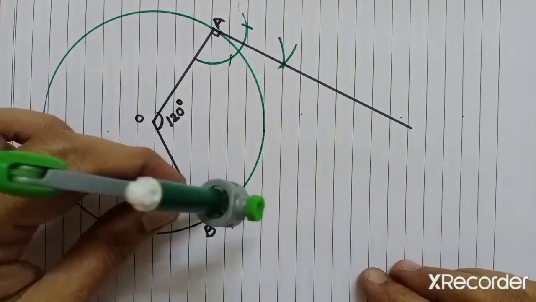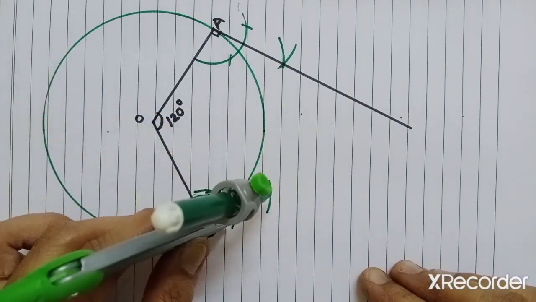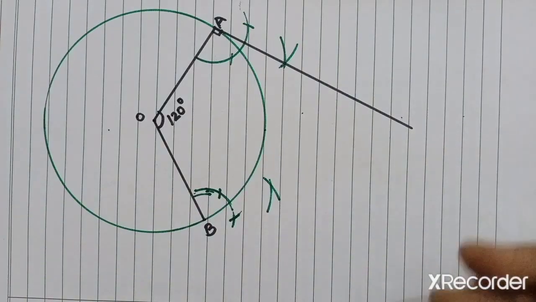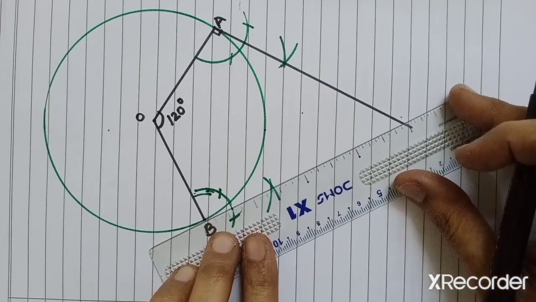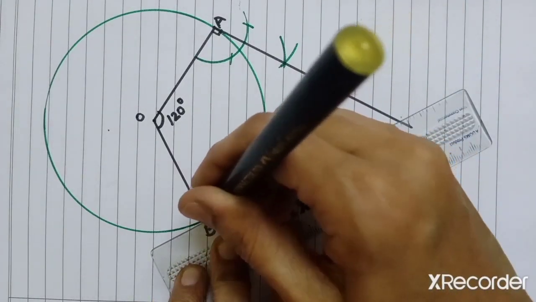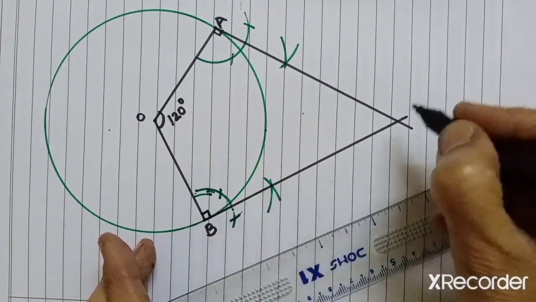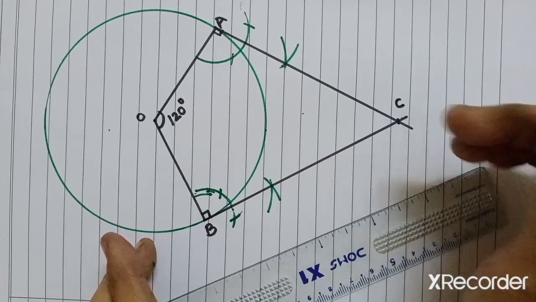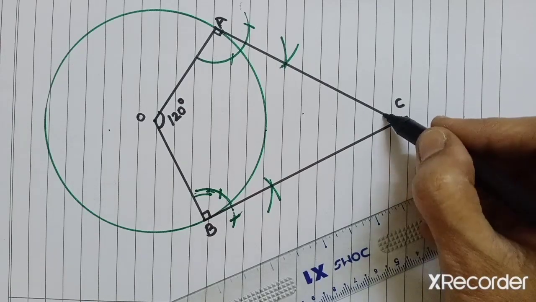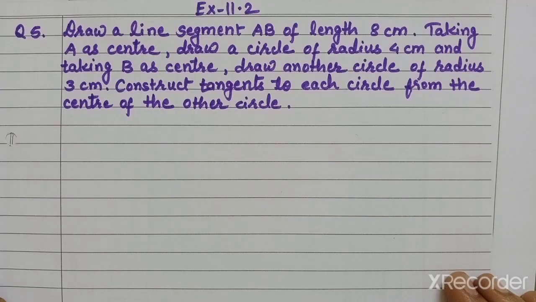Now bisect these two arcs and join. So this will give you another ray making an angle of 90 degree with this radius OB. So this is 90 degree, and this point is point C. And when you measure this angle, you will find it is 60 degree. So you measure.